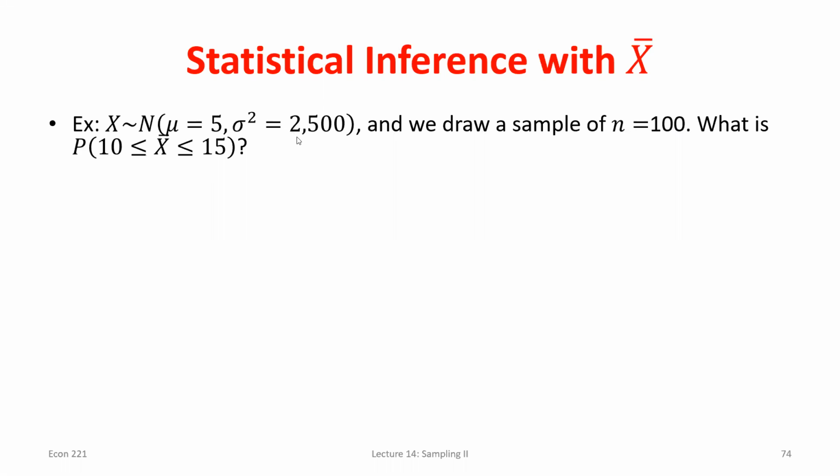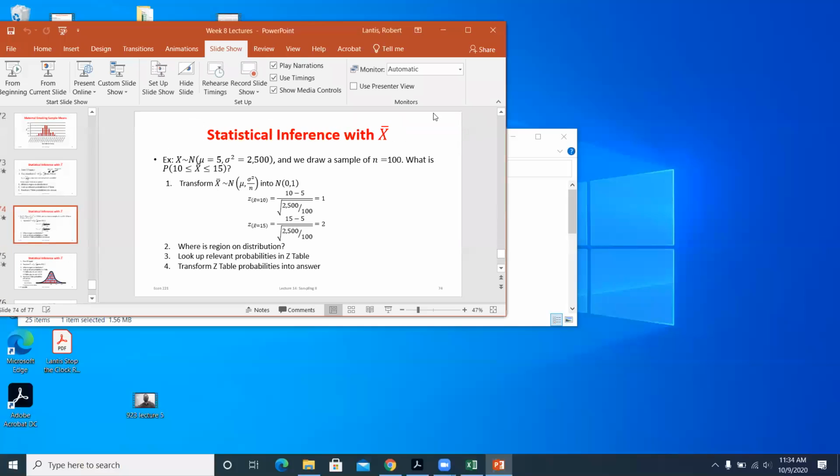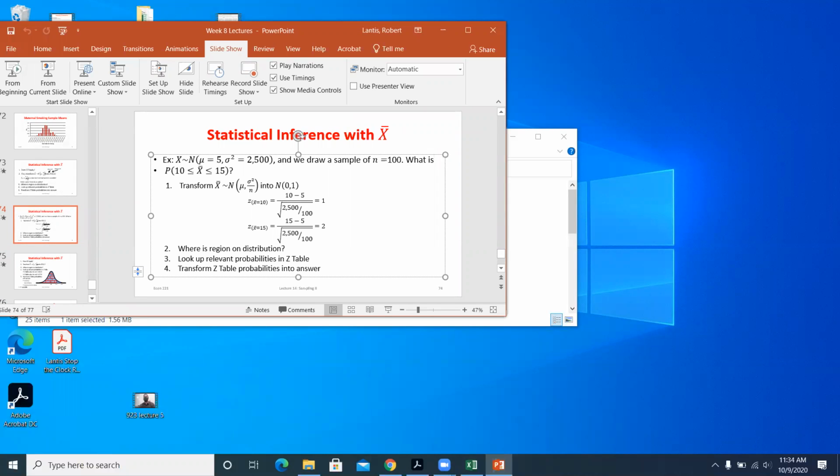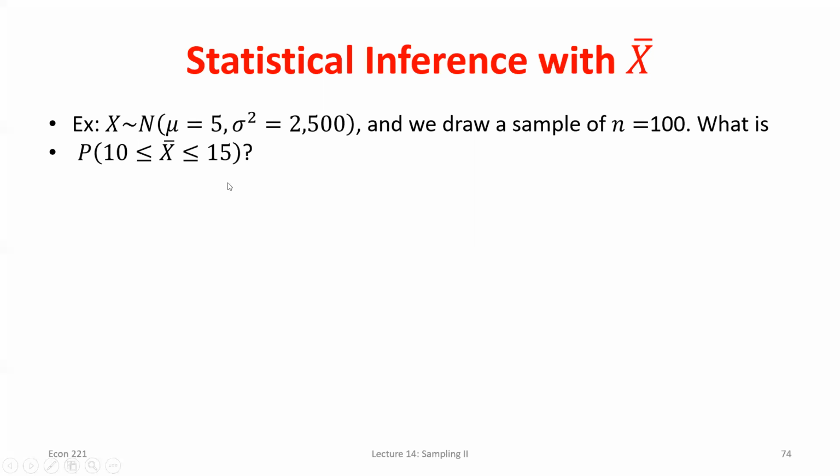I don't know why there are different versions here. This kind of cut off my equation, so let me hit enter so you can see this a little bit easier. This is my sample mean, X bar. So what's the probability that this sample mean I calculate from the sample of 100 is in between 10 and 15? Okay? This is the way that we want to think about this.